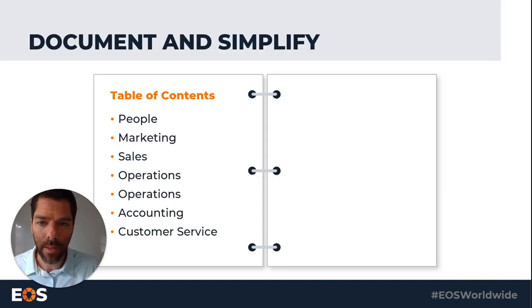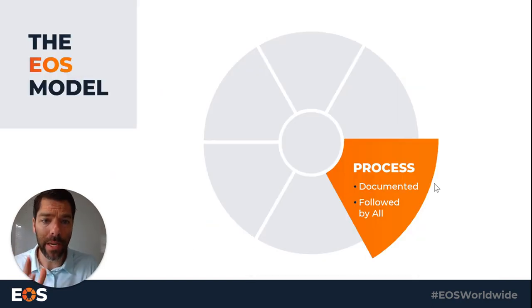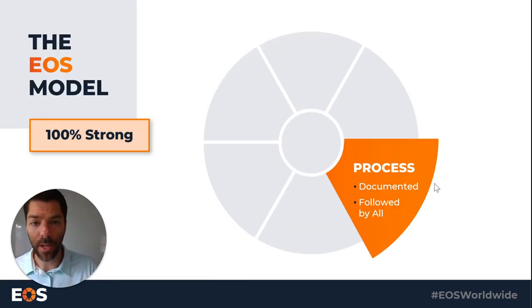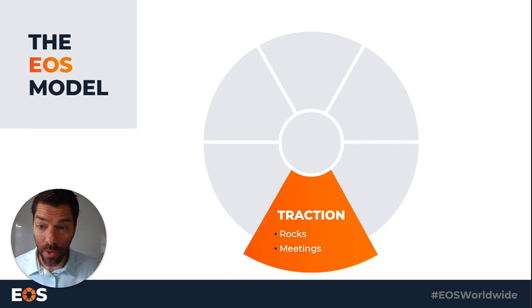Once we're documented, then we need to get your core processes followed by all. Getting your core processes followed by all is just a mechanism to make sure that people know the right way of doing things. They've been trained. They're being managed and measured to do it the right way every single time. And you're consistently updating your processes. That is 100% strong in the process component.